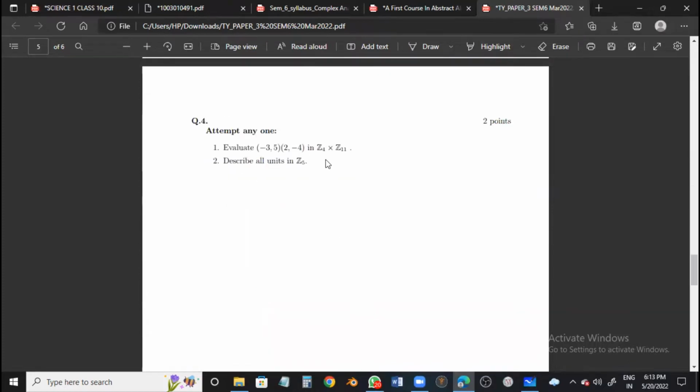Now going over here. In Z4 cross Z11, we want to evaluate this. So minus 3 into 2. Minus 3 into 2, we know, is minus 6. But we are in Z4. So in Z4, what will happen? We want to be in Z4. So this is congruent to what, under modulo 4? This is our question. Modulo 4. So what should I have? So it will be 2.